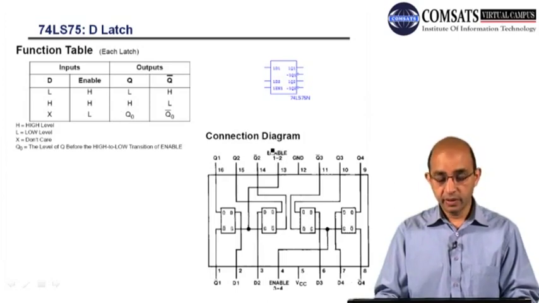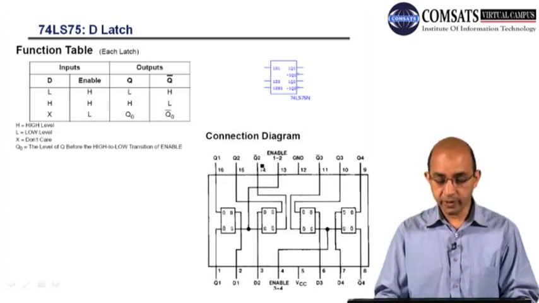So these are the pin configurations. You can see that we have different pins, and they have their tags, names, starting from 1 till 16. So you can see that we have 4 D latches inside this IC: 1, 2, 3, 4 latches. You can see D1, D2, D3, D4, and these are the outputs, Q1, Q2, Q3 and Q4.